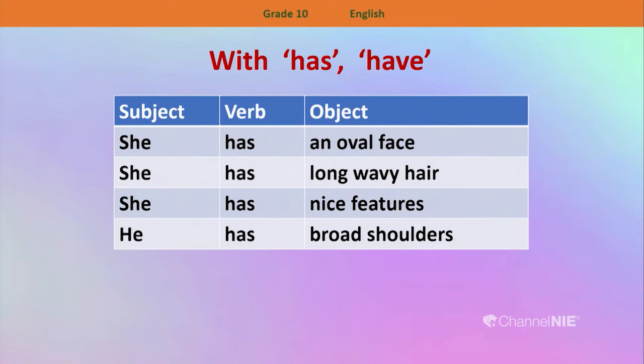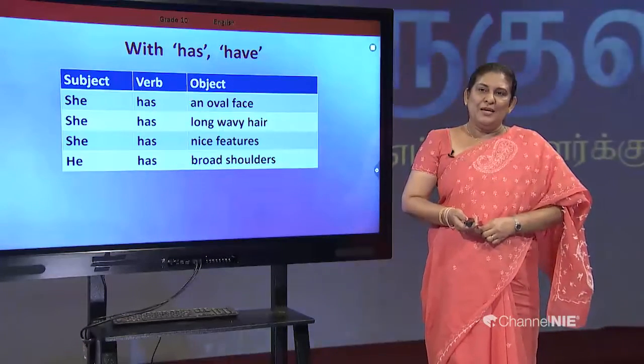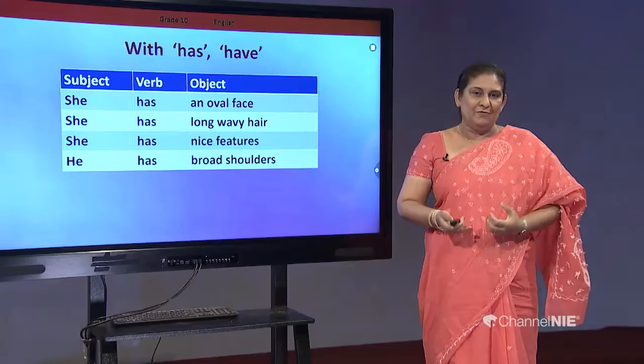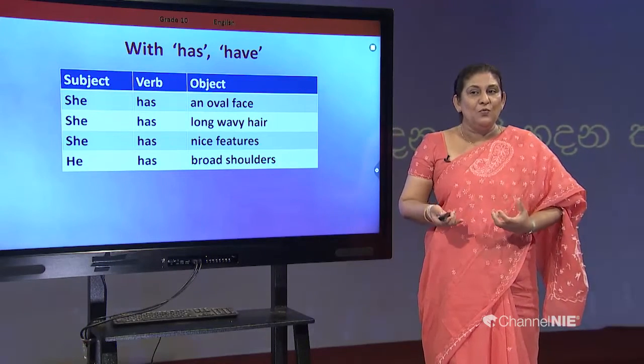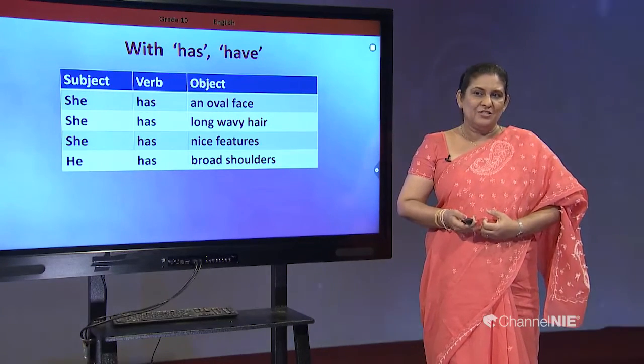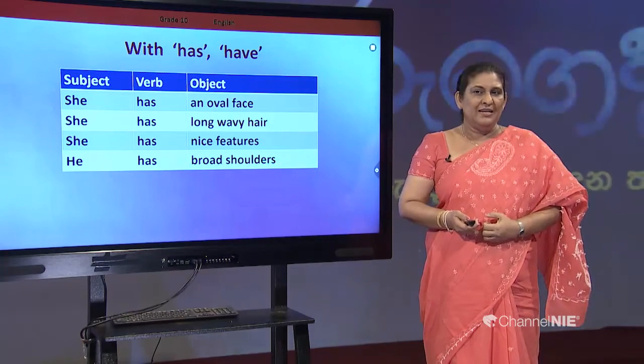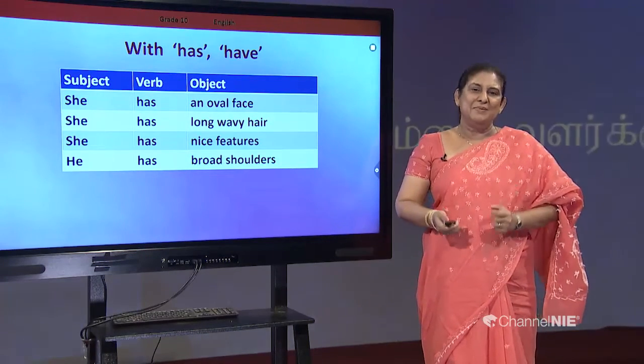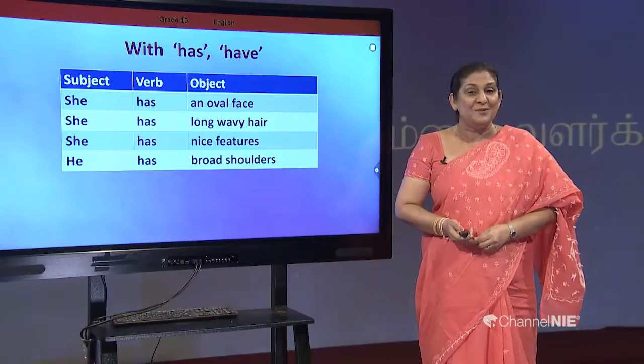All right. So this is a very simple structure. So you can use this way. You can use either he, she, or you can use a name even, and you can describe the physical features and the qualities as well. Now look here, she has an oval face. She has long wavy hair, right? She has nice features. He has broad shoulders. Very simple pattern. So why don't you use this structure, children?